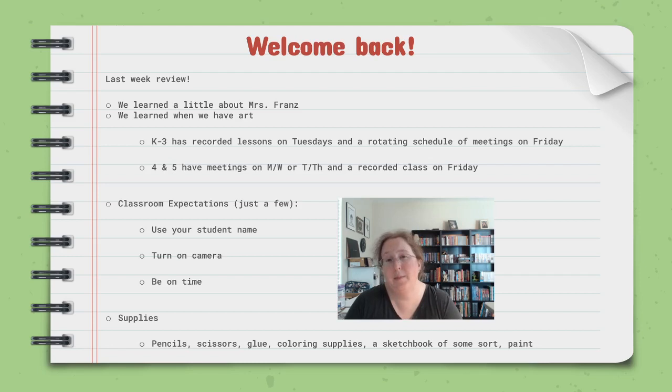Some of our classroom expectations for our Zoom meetings are things like use your student name. This was kind of a big thing last week. I can't let people in if you're not on my roll, so we need to have the right names on things. Turn on your camera. I also need to see that you're there. Once you make it into the Zoom class, I need to know you're there. And be on time. These are only 30-minute Zoom meetings, and we can cover a lot of information kind of fast. So if you show up at 9:20, you might miss a lot.